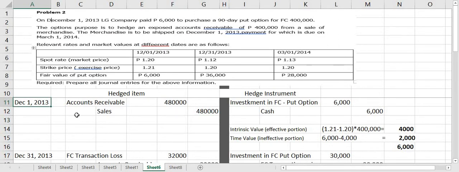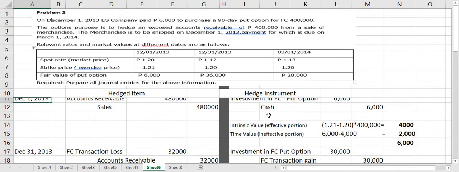On December 1, 2013, for the hedge item, syempre, it is a sale transaction, kaya you debit accounts receivable, credit sales. How much? That's 400,000 foreign currency multiplied by 1.20, the spot rate at the time of transaction. That's 480,000. For the hedge instrument naman, syempre, nagbayad ka ng premium na 6,000 for the option, kaya you debit investment in foreign currency put option, credit ka ng cash for 6,000.